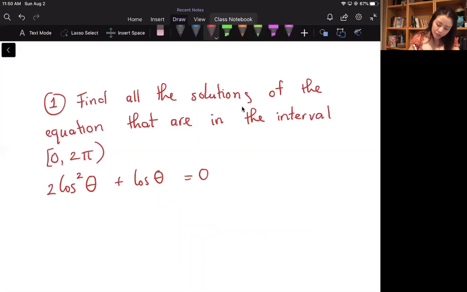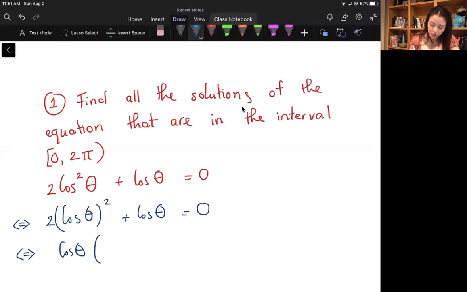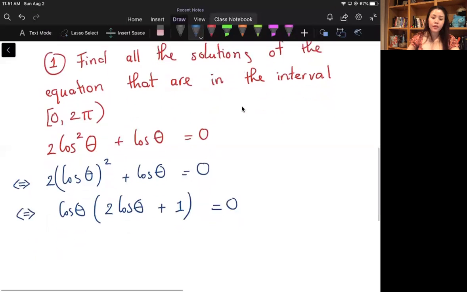So on the left-hand side, let me rewrite the cosine squared theta in this form. Instead of cosine squared theta, I'm going to write cosine theta, all of that squared, plus cosine theta equal to 0. And I see a common factor between the two terms, so I can factor out cosine theta. What's left is 2 cosine theta for the first term, and the second term is just 1, equal to 0.